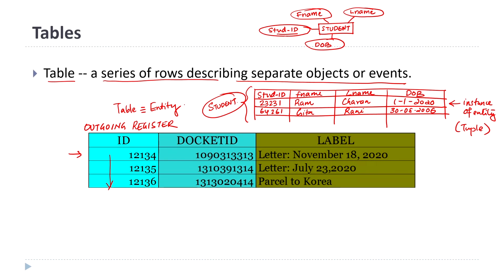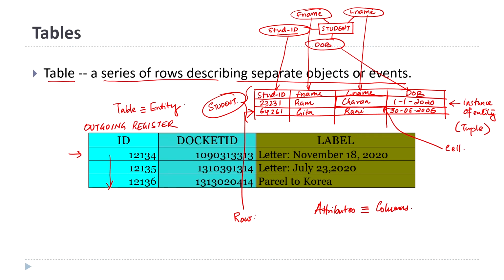But also remember, each one of these, the student ID, first name, last name, date of birth, each one of them is an attribute, and attributes usually translate to what we call columns in a table. So, that is how attributes are considered most of the time, and let us say for example we take this Charan, this is what we call a cell, and this is what we call a row. Okay. All right.